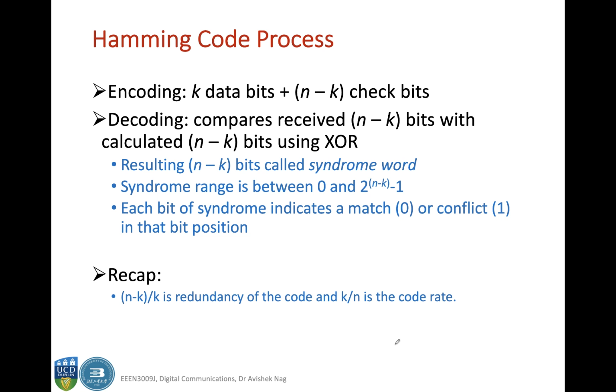So what happens with the Hamming code? You have k data bits and n minus k check bits. That is true for any block code. Then the decoding compares the received n minus k bits with the calculated n minus k bits using XOR. So you are XORing the received n minus k bits with the calculated n minus k bits, and this results in n minus k bits, which is called the syndrome word.